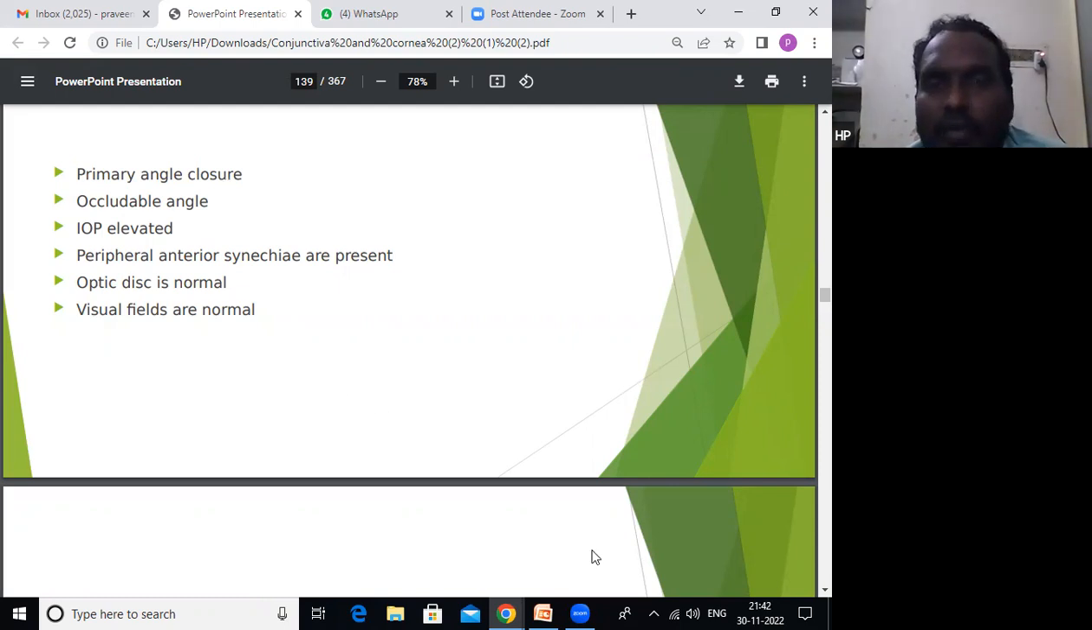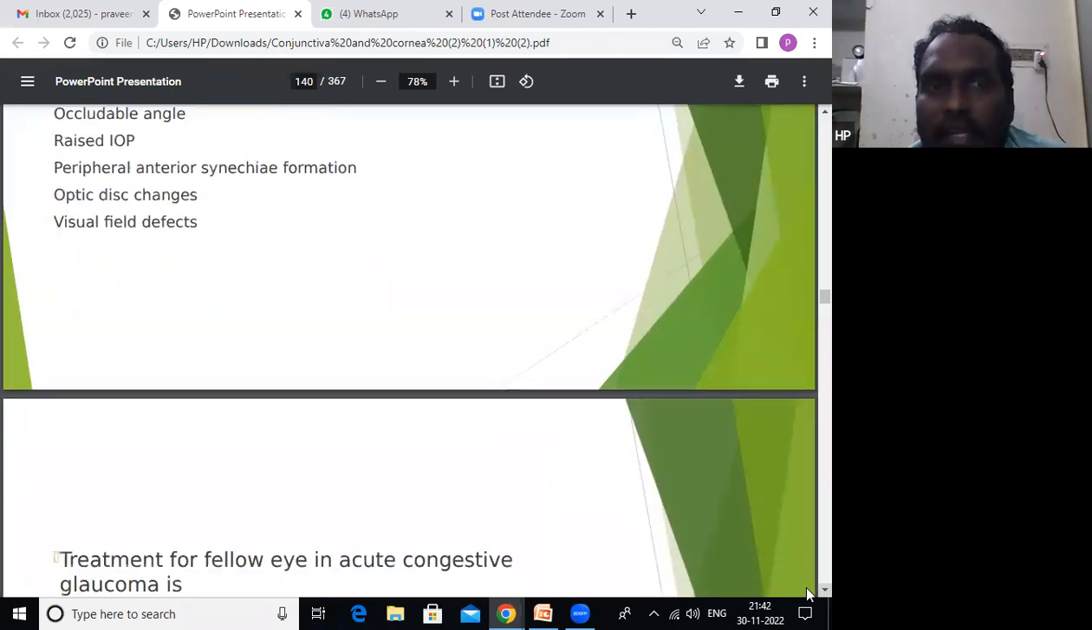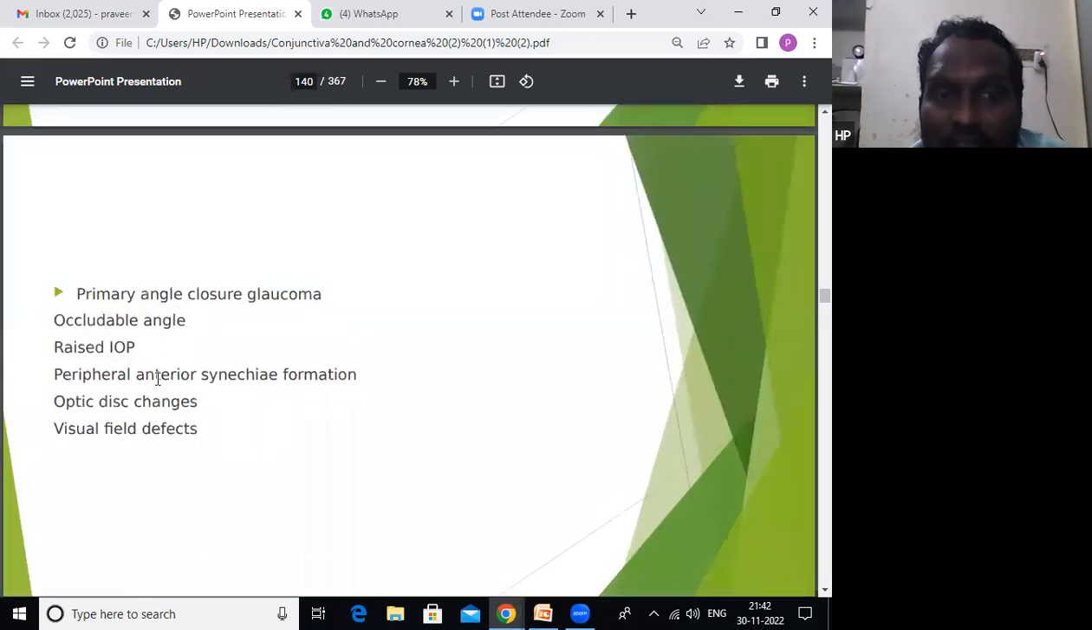Then we will go to primary angle closure glaucoma, where you have primary angle closure features plus optic disc changes and visual field defects. So for a patient to be labeled as glaucoma, you should have optic nerve changes and visual field defects. Is it clear? If you are labeling a patient as having glaucoma, you should have glaucomatous optic disc changes and the corresponding visual field defects.